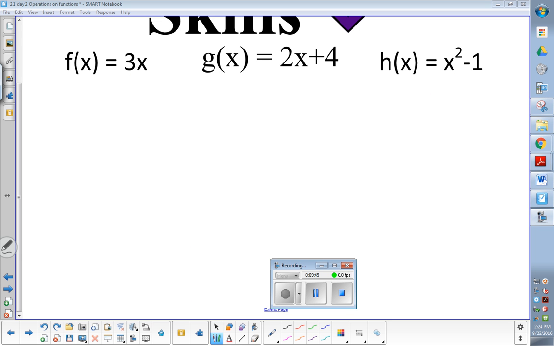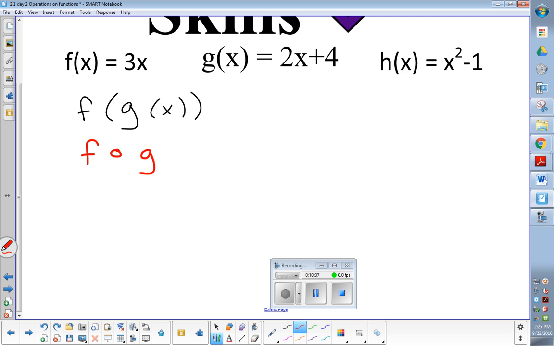Next one here, let's solve this. Let's find F of G of X. No, I'm going to change it. Let's do this one instead. Let's do f open circle g of x. Do that problem instead.